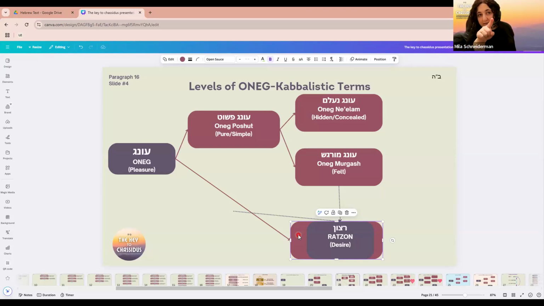there's always that oneg murgash that she feels. That's going to be the pathway that she could come back to herself. She could come back to that place. That's why it becomes makor for the primary ratzon. Out of this primary ratzon, all the divisions are coming out. And she always will find the path back through this oneg murgash, becoming the source of this primary ratzon.